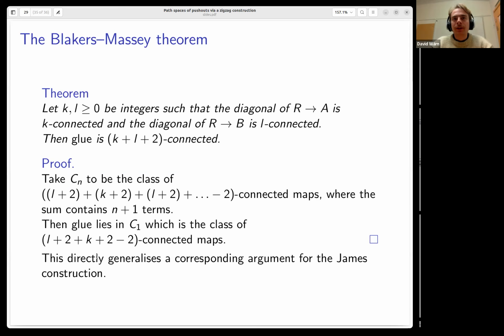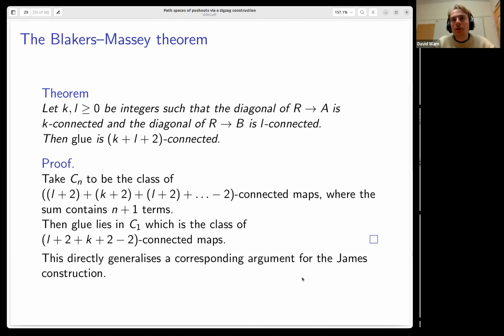Yeah, and I should say that this argument directly generalizes a corresponding argument with the James construction, which is in Pinner's paper, where he also proves that the maps in his sequence, which approximates the loop space of a suspension, have increasing connectivity levels. So that was an inspiration in finding this generalization to the case of pushouts.